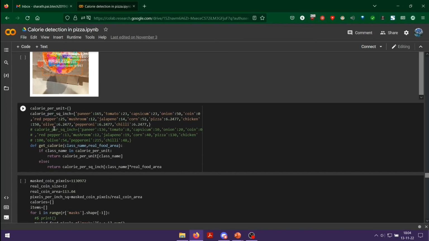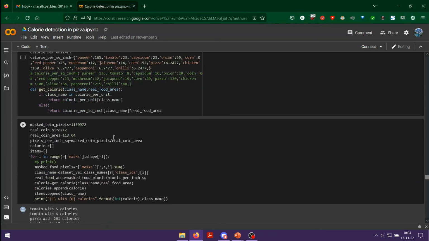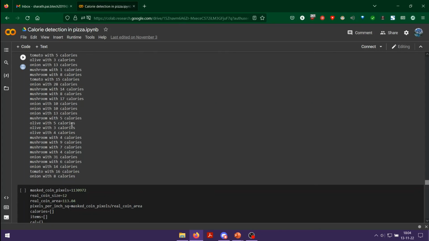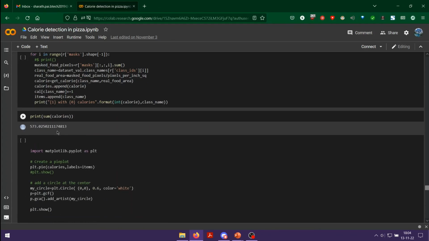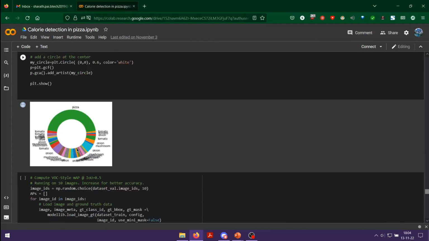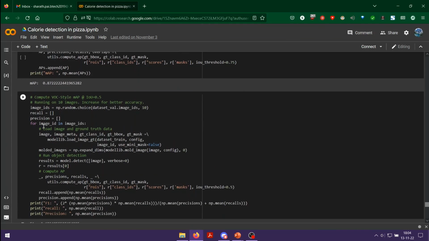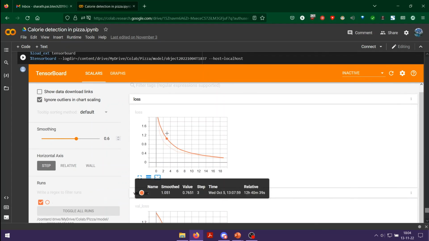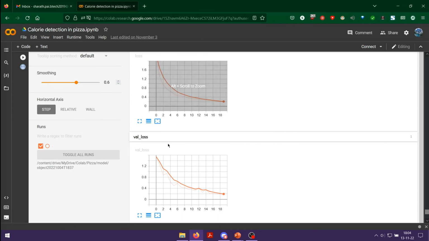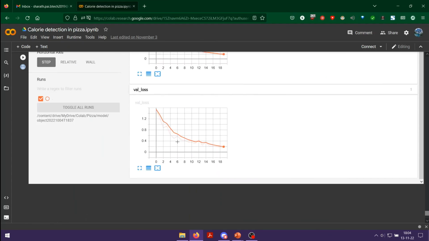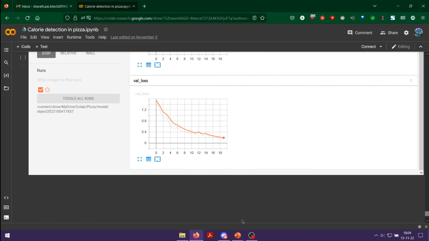So these are a few of the calculations which we have done. Calorie per inch square, as Sam had mentioned, these are the values which we have gotten, and this was the output that we had shown you in the previous slides. So this was the 573 calories for that pizza, the pie chart as mentioned, and these are the results. And this was the training and validation loss graph. So that is about the demo of the project. Thank you.